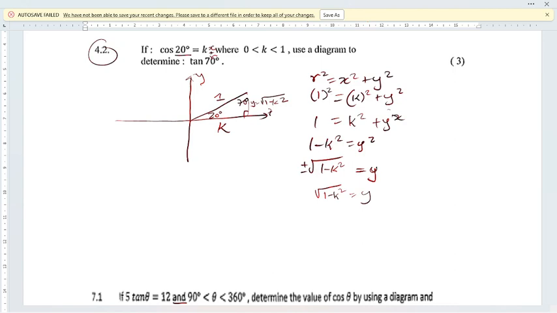So it's fine. Now let's go and answer the question. The question is saying determine the tan of 70 degrees. Now tan of 70 degrees. Again, what's the tan of that angle?